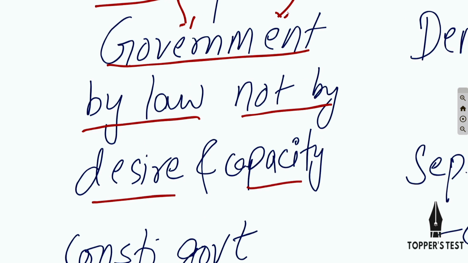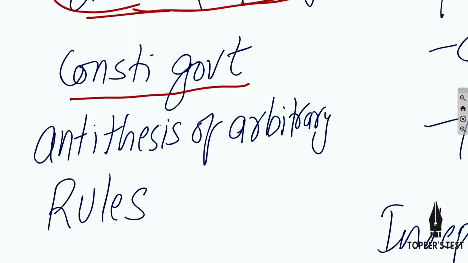What does that mean? It means it is not that we consider someone so true and so good that we are at the whims and fancy of that person, believing that person will not do harm to us, and that's why we give him or her unlimited power. It should not be there. We limit anyone in power by the law, not by his own desire or capacity. So the constitutional government is the antithesis of arbitrary rule.